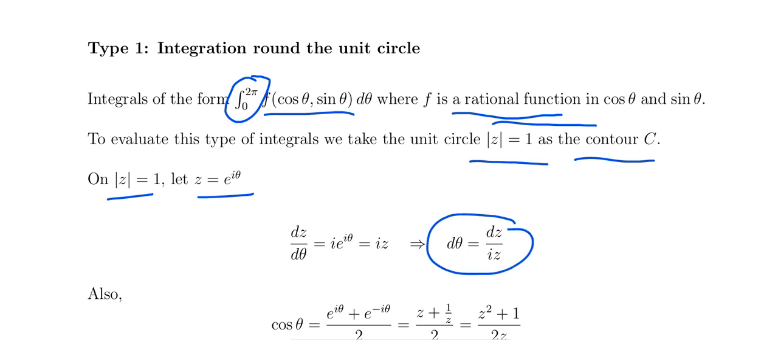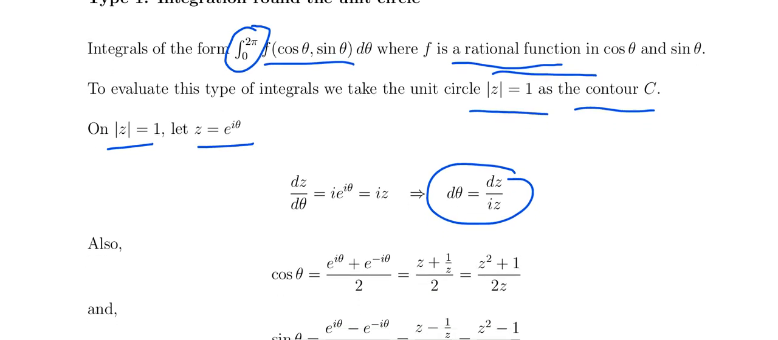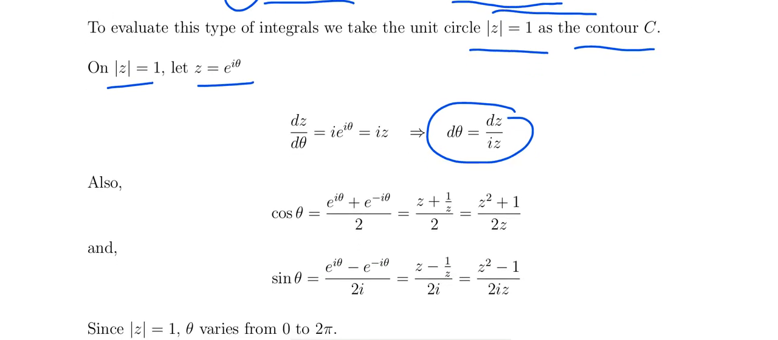Then cos theta equals e power i theta plus e power minus i theta divided by 2. That means z plus 1 by z divided by 2, that is z square plus 1 divided by 2z. The same way, sin theta equals e power i theta minus e power minus i theta divided by 2i. So z minus 1 by z, since e power i theta is z and e power minus i theta is 1 by z. So z square minus 1 divided by 2iz for sin theta.